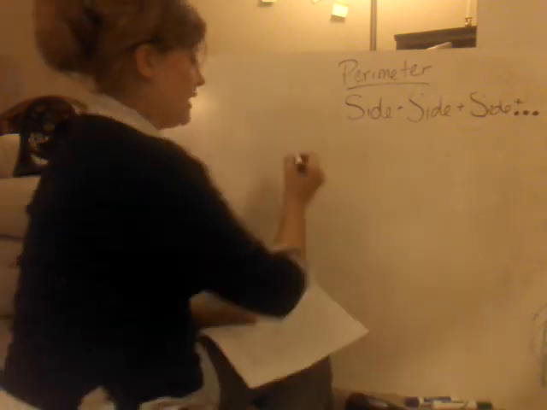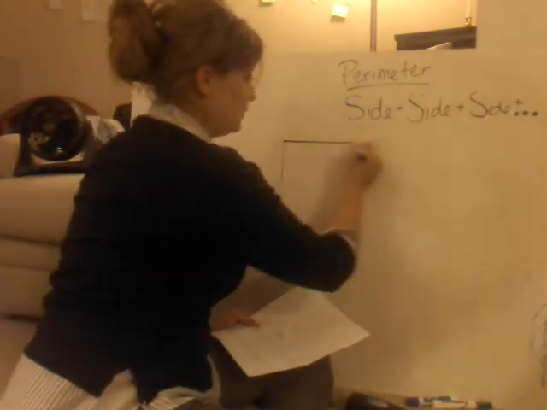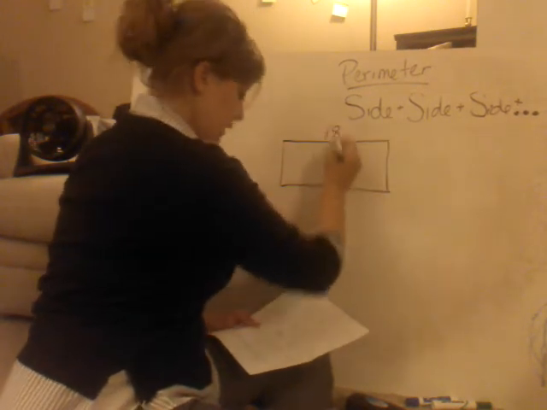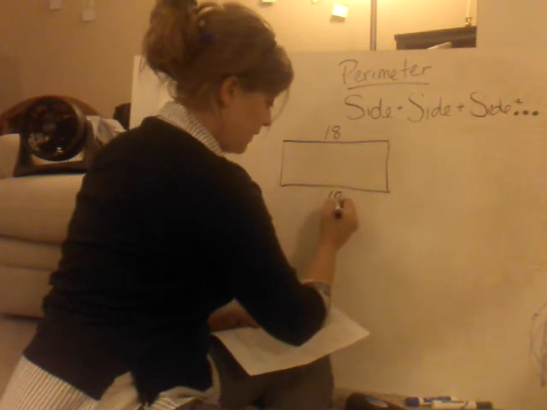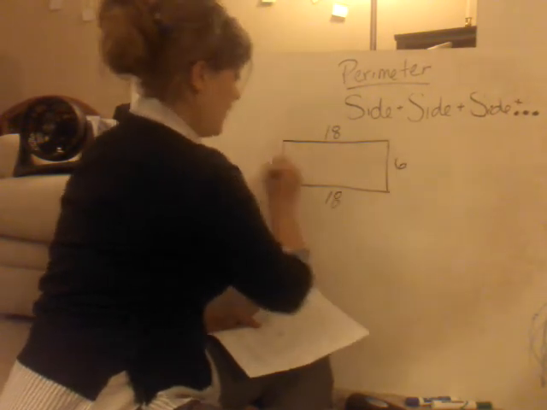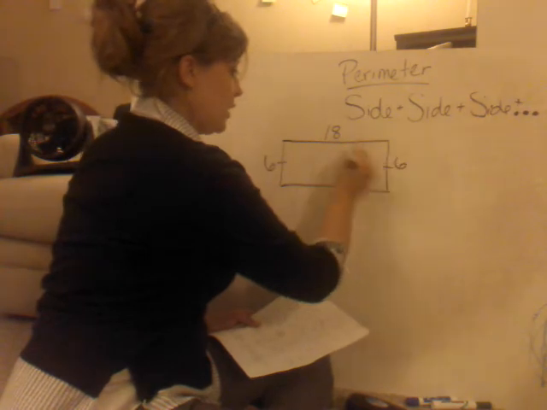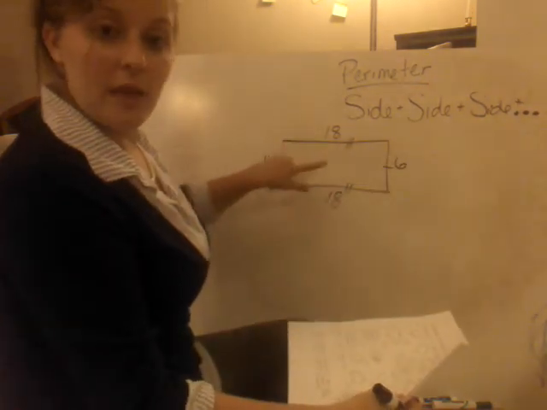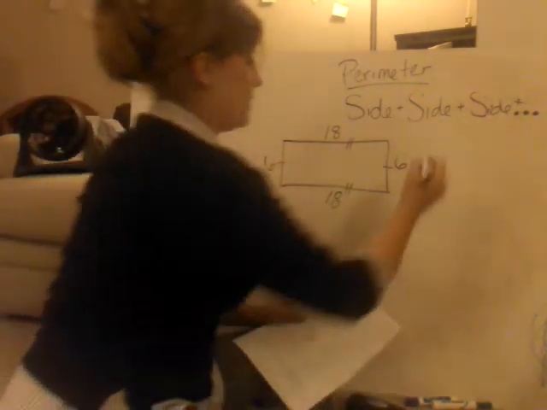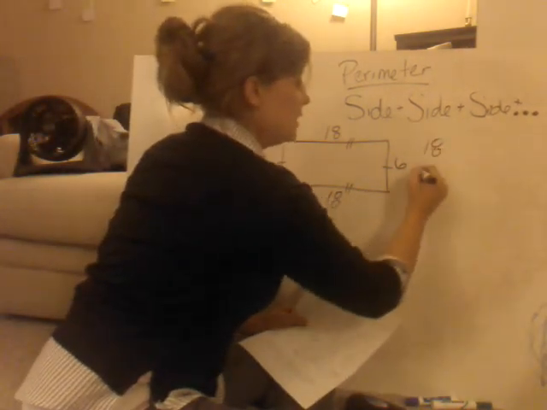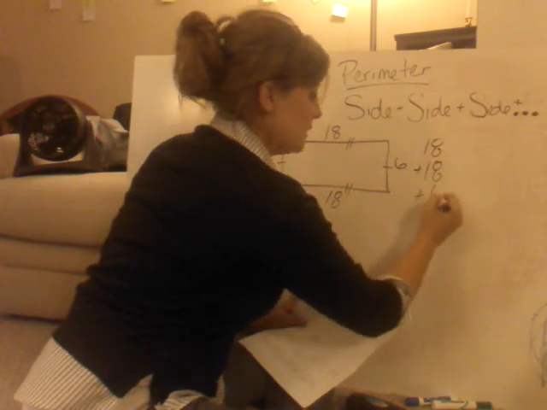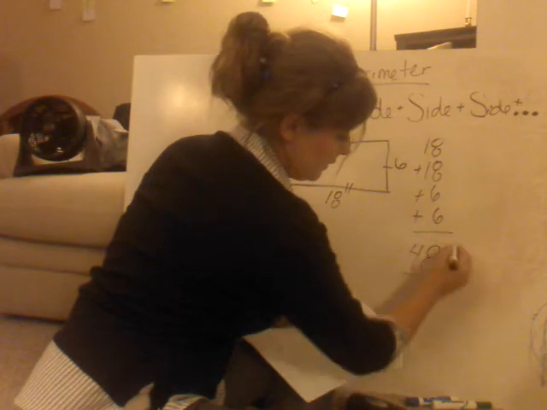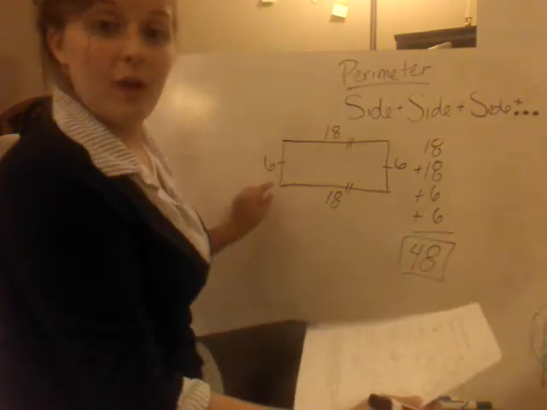Next up, we have a rectangle. And I know it's a rectangle because the top and the bottom are the same, and the left and the right side are the same. So I would mark them like such. So I would know that these two are the same, and these two are the same. I do my math. 18 plus 18 plus 6 plus 6, and I get 48. And that's the perimeter of my rectangle.